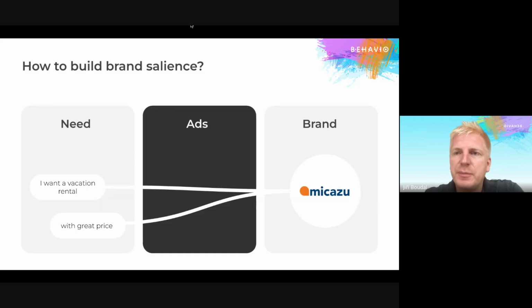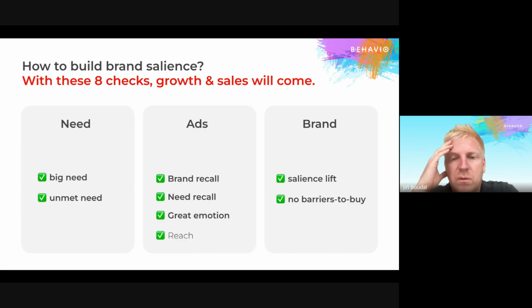So how to build brand salience effectively is basically the answer to how to have brand marketing with ROI and see sales and growth. And it's basically this framework. You have a need, you want to create this link to the brand, and you're most likely doing it with ads. And there are a lot of nuances, and for big brands, it's more complicated.